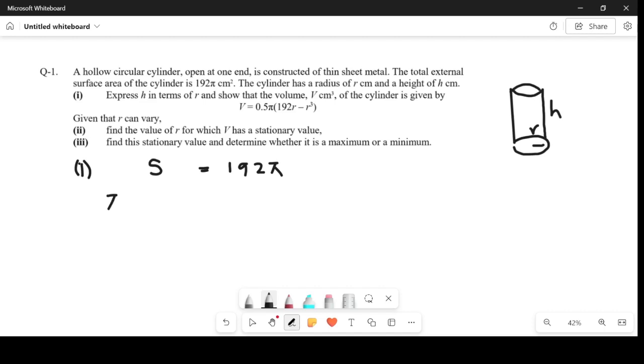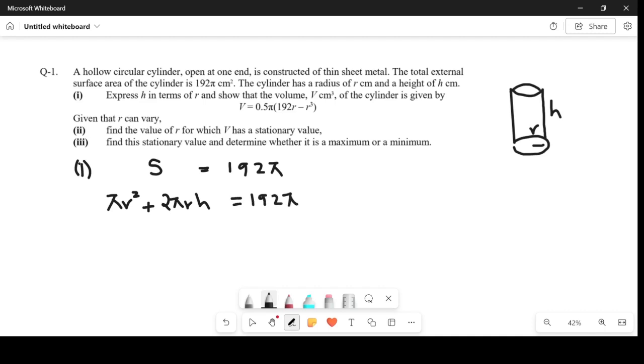That's going to be the area of the bottom circle, pi r squared, plus the area of its circular part, which is 2 pi r h. We will not include the top circle, otherwise it would have been 2 pi r squared. Equals 192 pi.